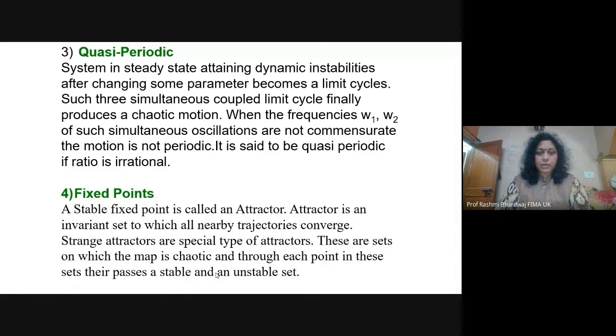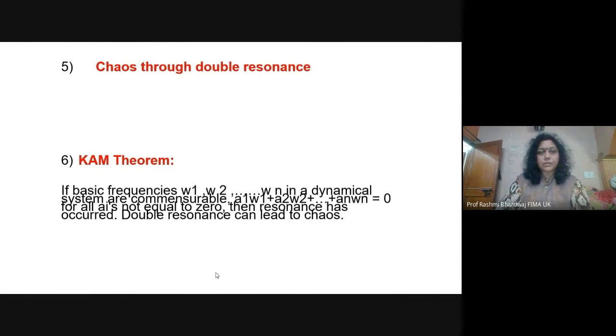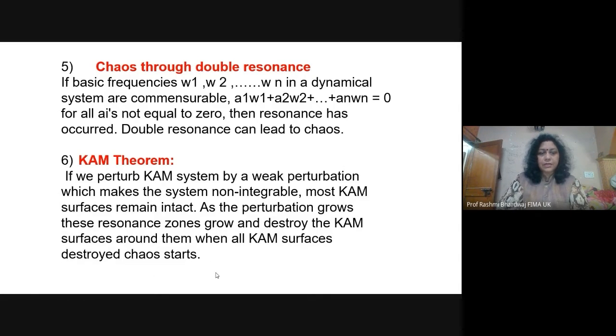Fixed point already a detector we discussed a lot yesterday. Now there is the double resonance. Basically, if you have the frequencies and if you have the linear combination of that system, for all ai not equal to 0, then resonance has occurred. And if you have a double resonance, then it leads toward the chaotic situation. Basically, this is the main important theorem.